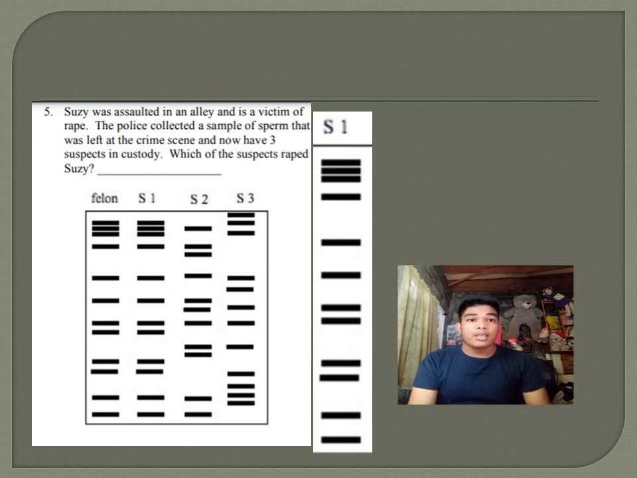Number 5. Susie was assaulted in an alley and is a victim of rape. The police collected a sample of sperm that was left at the crime scene and now have 3 suspects in custody. Which of the suspects raped Susie? The suspect is suspect number 1.